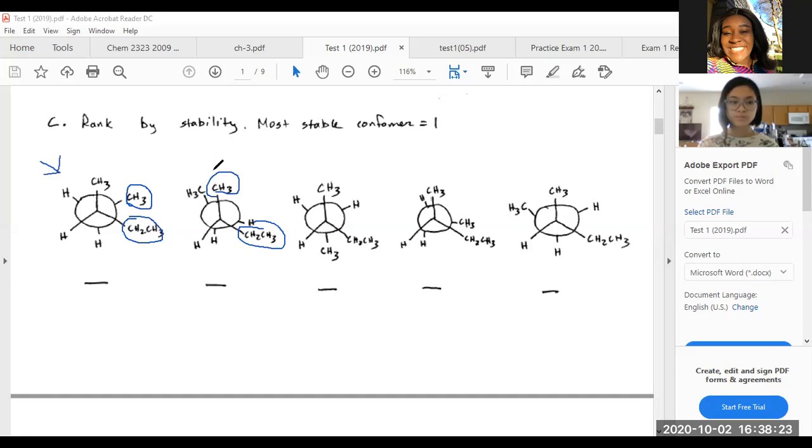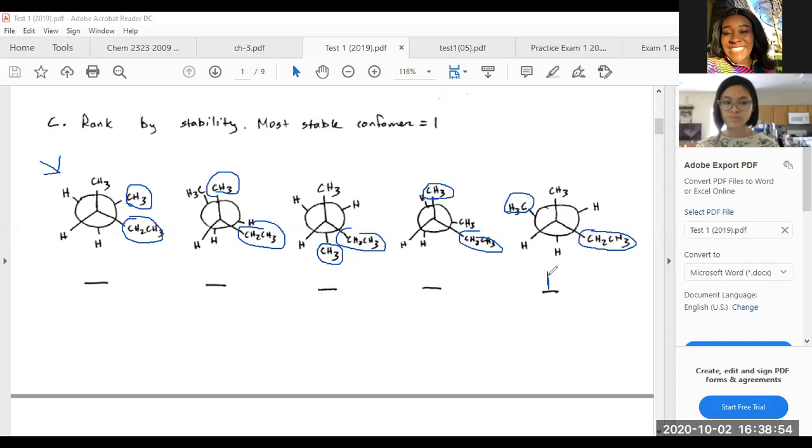So yeah, this one is less. And then we see this molecule, they're both next to each other again, but they're staggered. And this one, they are farther apart, but they're eclipsed. And this one, they are the farthest apart. So we know that this one is the most stable.